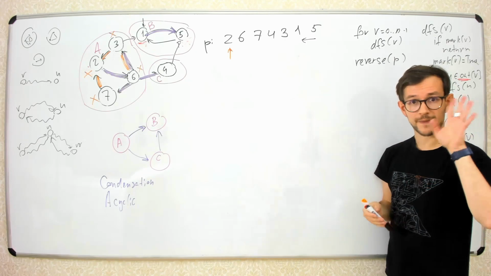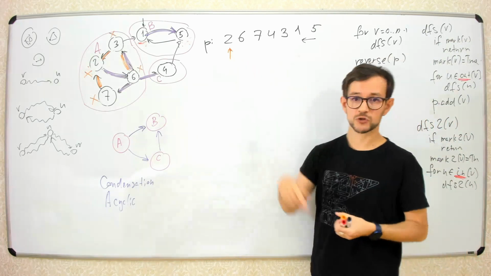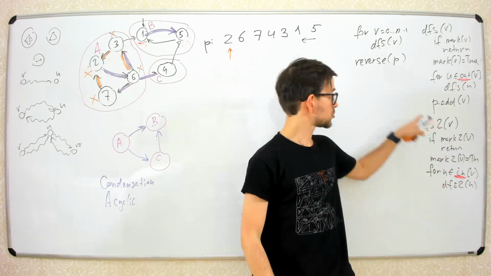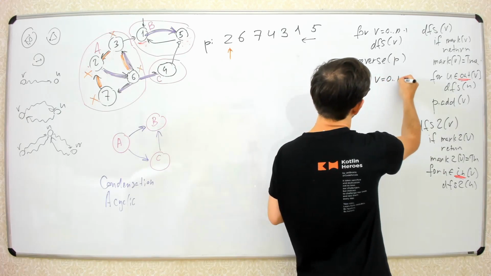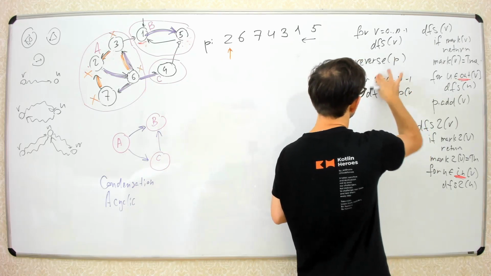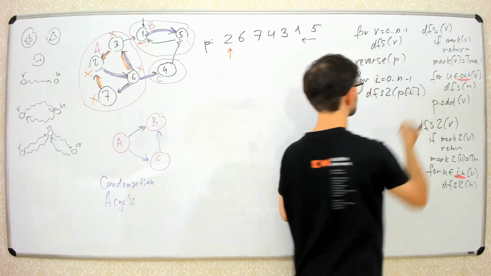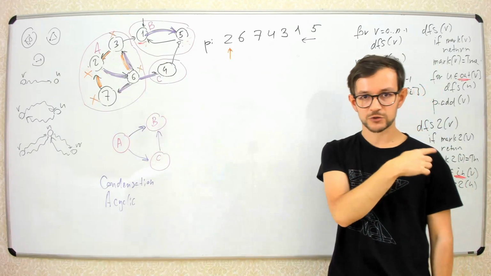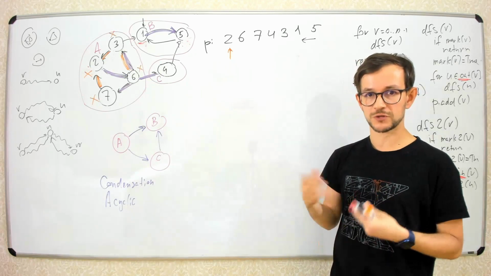And now the magic happens. Now it's pure magic. What will happen is that this second depth first search algorithm will mark exactly the strongly connected component of node 2. So if you just run this second depth first search algorithm, for i from 0 to n minus 1, run dfs2 of p of i. So if we take the first node in this order and call the second depth first search, so depth first search on reversed edges, it will mark exactly the strongly connected component of node 2.